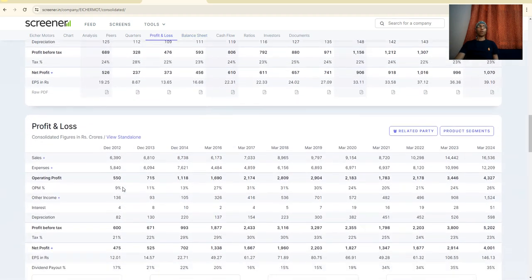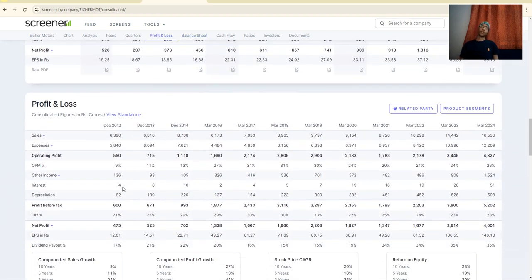Profit and loss we have already done in the ratio analysis, gross margins, operating margins, net margins, profit before tax. All these things we have already counted. Other income is also taken into account. Interest we have already taken into account. Depreciation we have already taken into account. So this is also covered. One thing we have to look at is the materials cost.